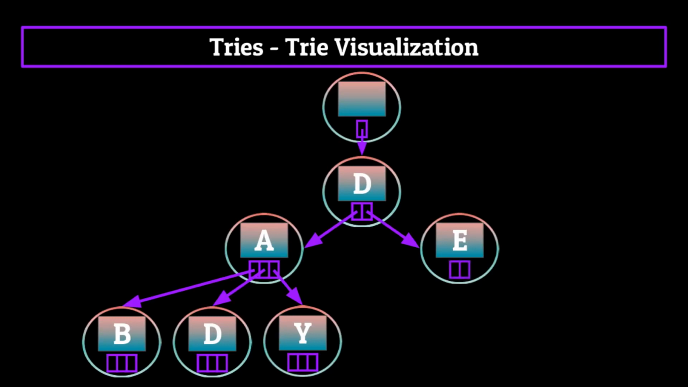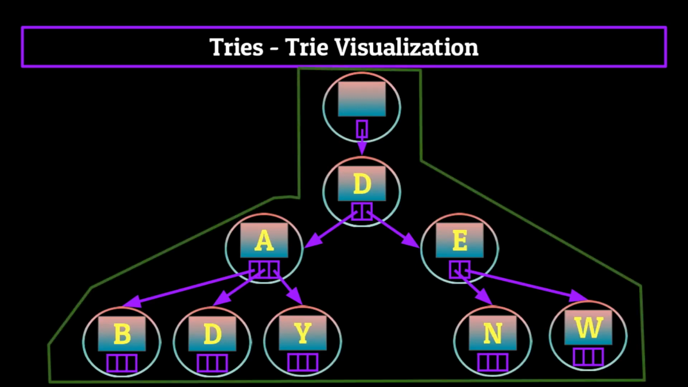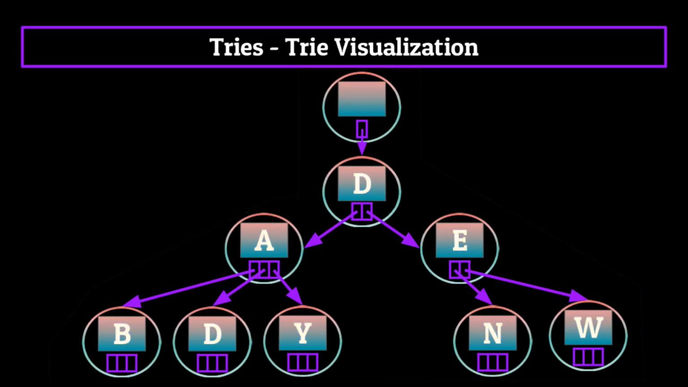For E, you'd have pointers which point towards nodes containing characters like N and W. Obviously, there'd be more nodes than the ones shown on your screen right now for all levels of nodes, but what we've created here is a very simple trie. As you can see, it's exactly like I said it was in the beginning, a tree-like data structure which stores characters that can be used to make words by traversing down paths.